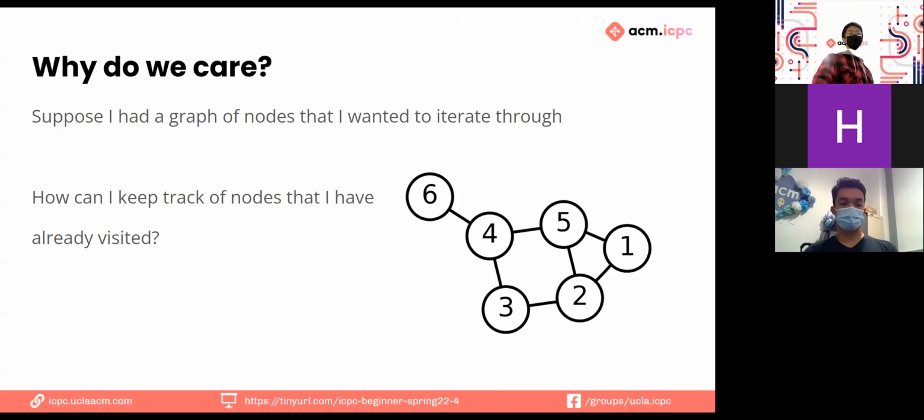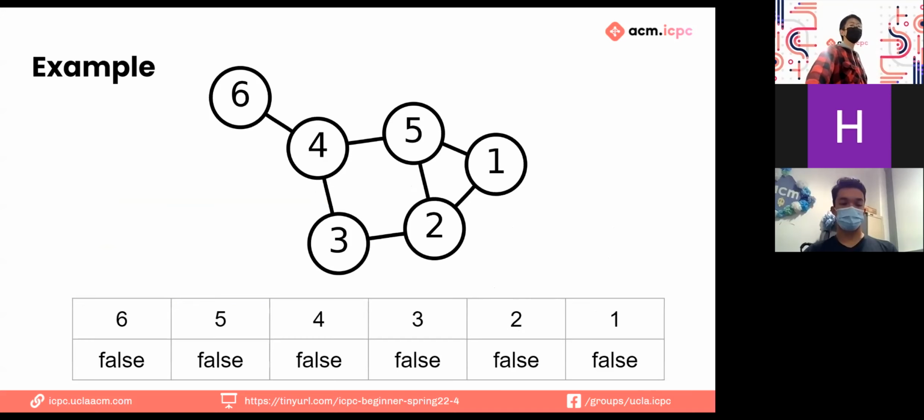For example, suppose we look at a graph of nodes, and I want to do DFS over the graph. How can I keep track of the nodes that I have already visited? From the past couple of weeks, we learned that we would use a visited array. In fact, for each node, we would have a slot storing a Boolean value, telling us whether or not we've already visited this node.